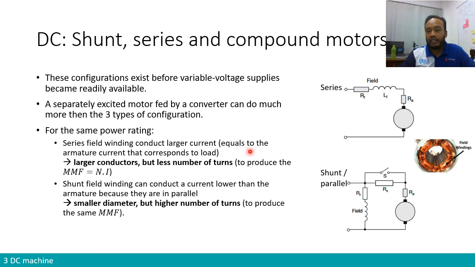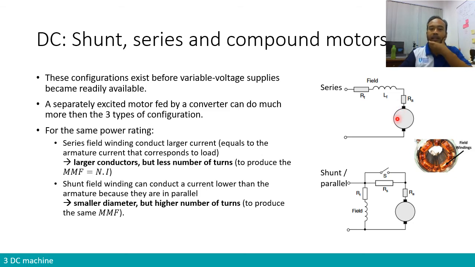Why do they conduct larger current? Because we know that in the armature, when we have a certain load, the armature is going to pull a lot of current. As we saw in the transient analysis in the previous week, when the MMF is much lower than the voltage supplied to the armature, the small amount of MMF is compensated by the product of armature resistance multiplied by the current. So the larger the load, the larger the current.